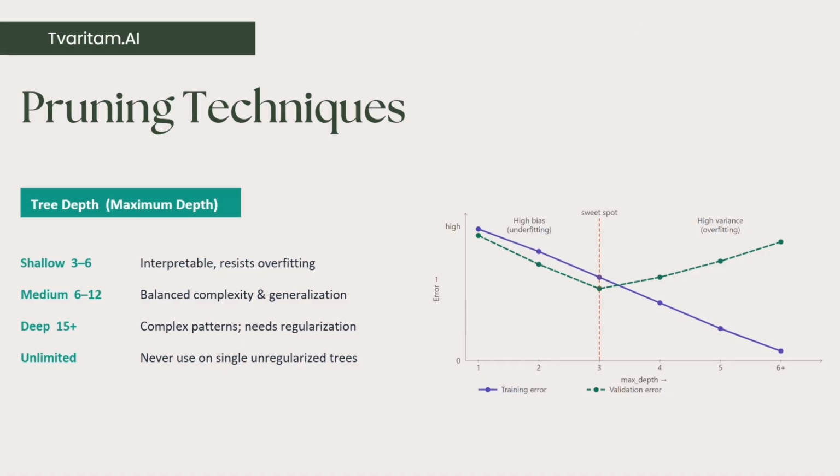As the depth of the tree increases, the training error keeps decreasing. But after a certain point, the validation error starts increasing, which is a clear sign of overfitting. So we usually choose a depth where both training and validation errors are reasonably low.